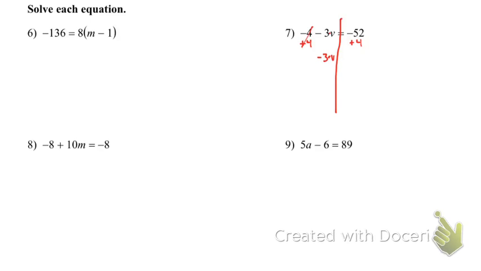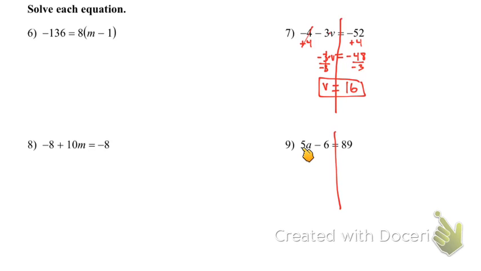Negative 3 times V equals negative 48. And now we can get rid of the 3 by dividing negative 3 to both sides because it's multiplying. So we divide. And V equals positive 16. Two negatives make a positive when you're dividing. All right, number 9.